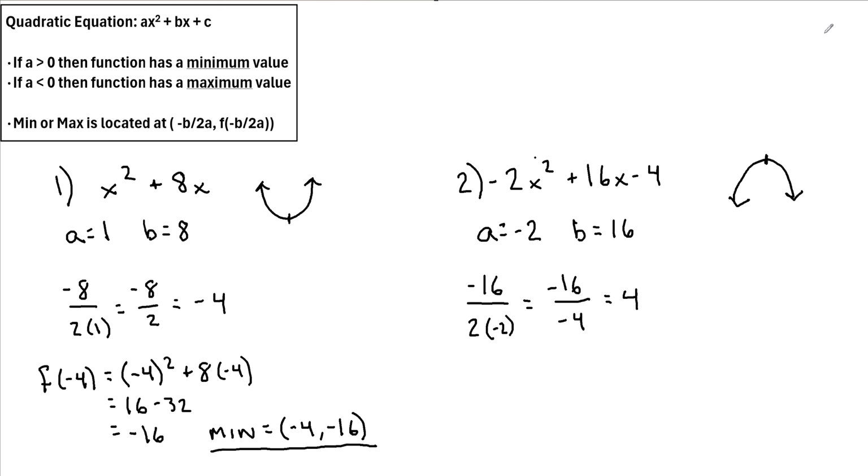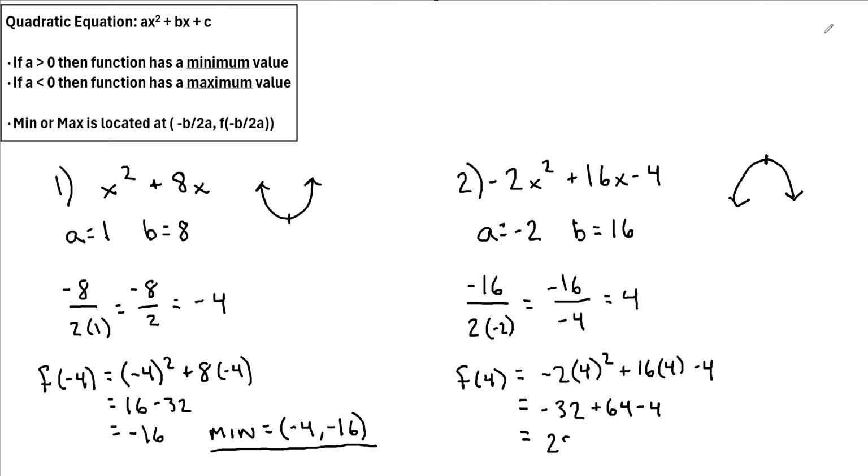So now let's plug that in for x into this equation up here. So we have f of 4 is negative 2 times 4 squared plus 16 times 4 minus 4. So let's see, 4 squared, that's 16. 16 times negative 2, that's negative 32. Plus 16 times 4, that's 64, minus 4. So negative 32 plus 64, that's positive 32, minus 4. 32 minus 4 is 28. So that is our y value.